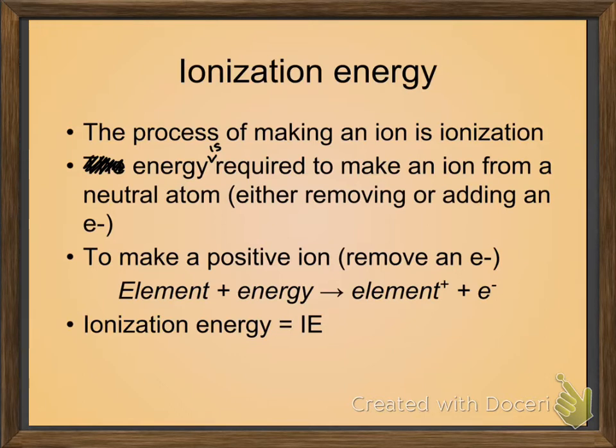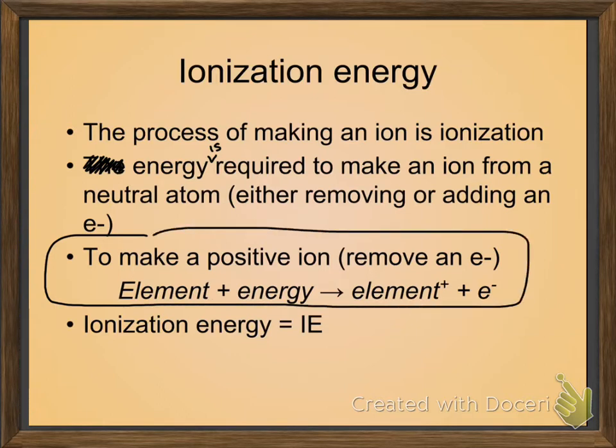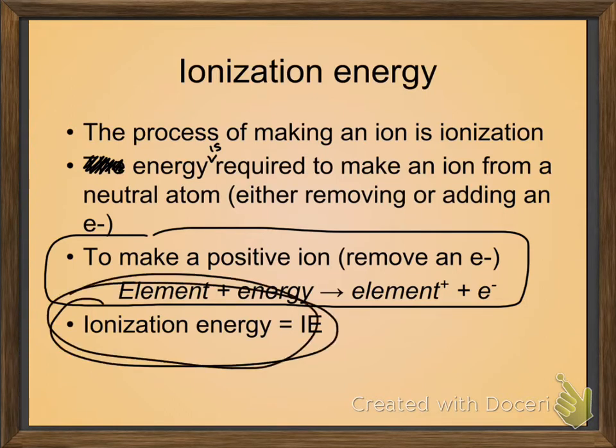Now, we're going to start off talking about making positive ions. So that's what we just saw with lithium. We remove an electron. Now there are more protons than electrons, and so the ion has a positive charge. The element plus some amount of energy yields the ion of that element and a free electron. The energy change that goes on when we talk about making a positive ion, in other words, the energy needed to remove an electron, is called ionization energy. Hey, isn't that what this video is all about?